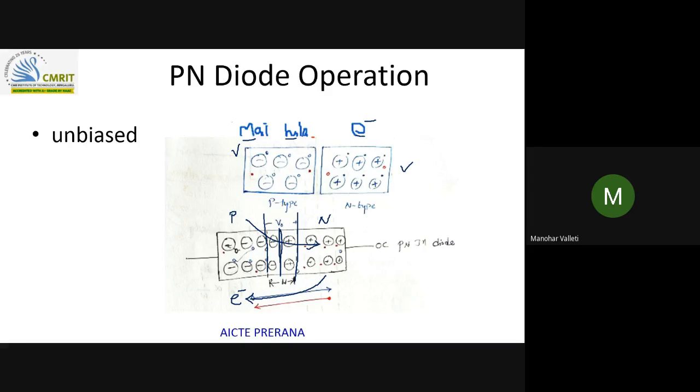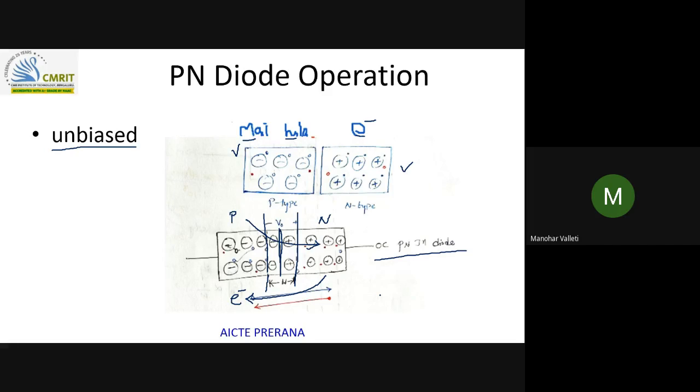And the region where the immobile ions were there, this width W, we call it the depletion region width. In the same way, here on the p side, negative ions were there, that stop the further movement of electrons from n to p. So under the unbiased condition, a junction is formed, and the depletion region will be formed. So this is unbiased or open circuited p-n junction diode.